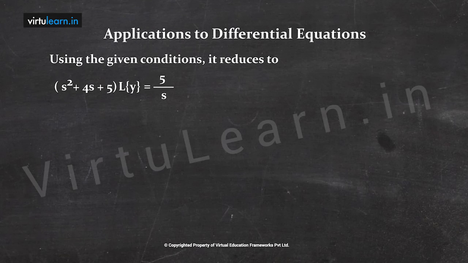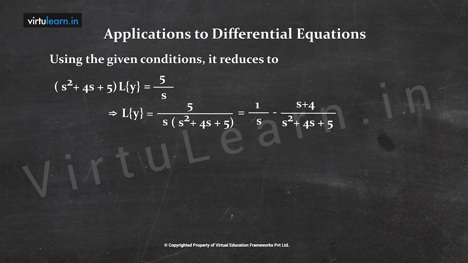After substituting those initial condition values, then I got like this. I am taking Laplace transform of y as common. S square plus 4s plus 5 into Laplace transform of y equal to the RHS side. Laplace transform of 1 is nothing but 1 by s, that is 5 by s. Finally, I will modify the equation like this. Laplace transform of y equal to 5 by s into s square plus 4s plus 5.